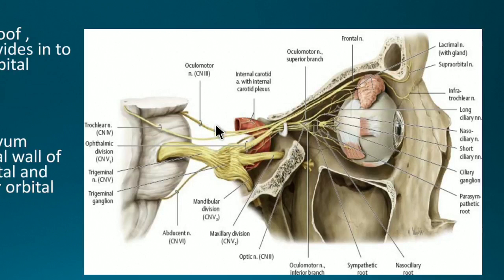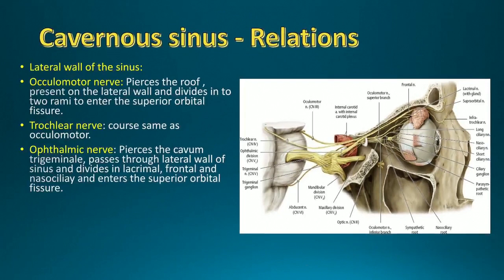On the lateral wall, it is related to the oculomotor, trochlear, and then the ophthalmic division, then the maxillary division which passes through the foramen rotundum. All these structures on the lateral wall are separated from the venous blood by the endothelium. Okay, they are actually separated only by the endothelium layer which is lining the sinus, inner to the dura. You have the endothelial lining that separates the venous blood from these structures which we have discussed on the lateral wall.